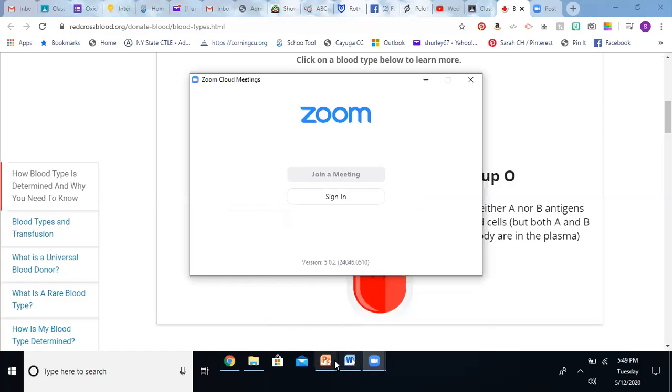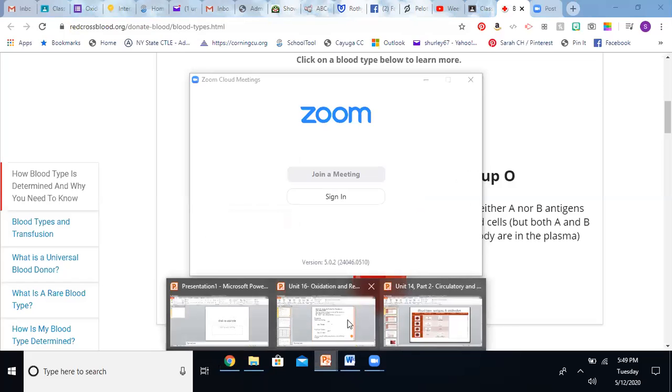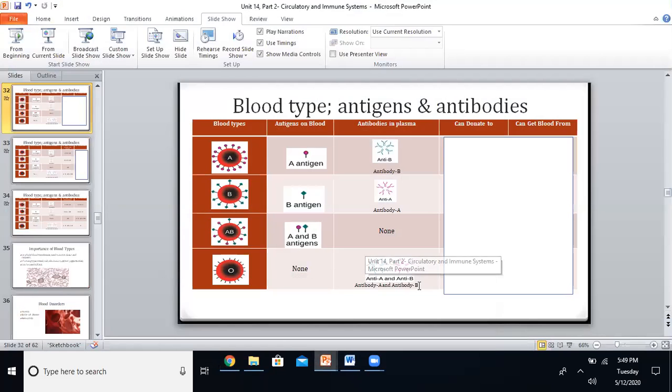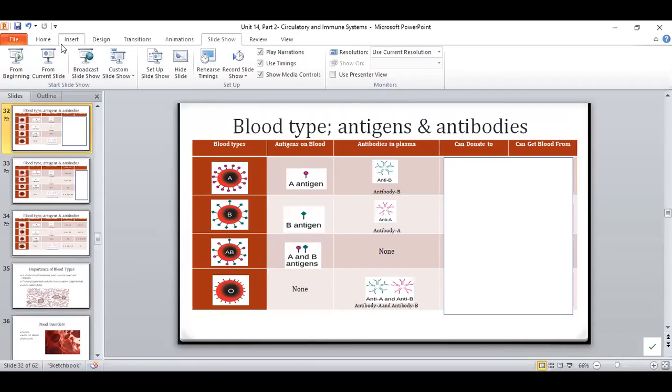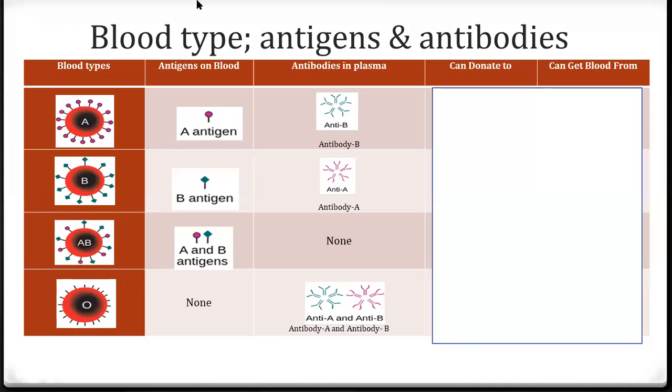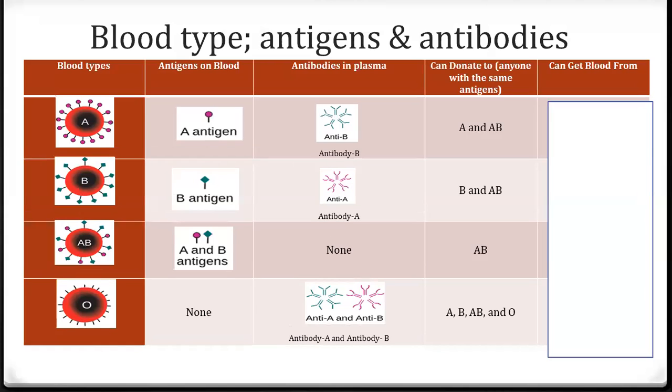Okay, hold on. Let me get back to our notes. So new share. Okay. All right, so you should be seeing this hopefully. Okay, so, oh my gosh. I don't know why it's making that noise.